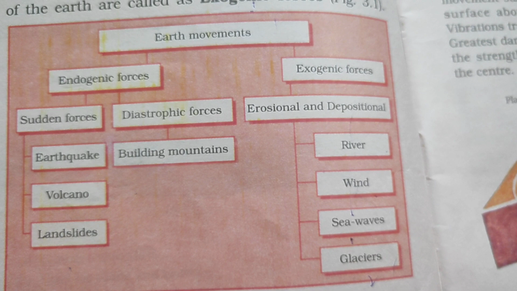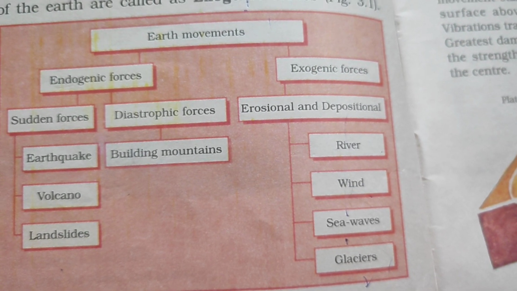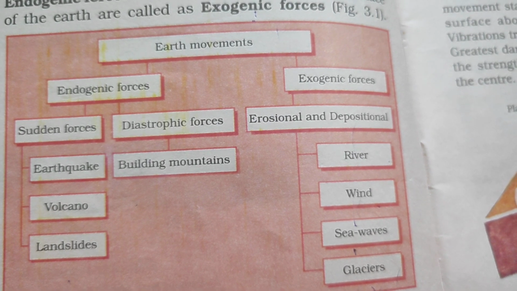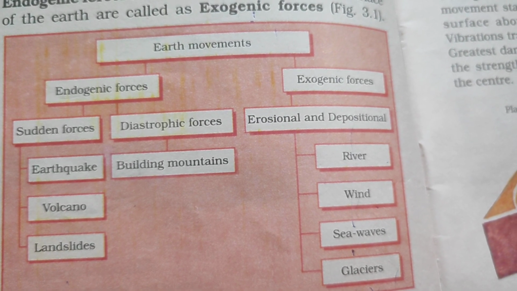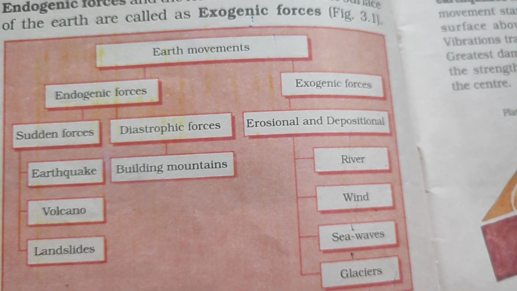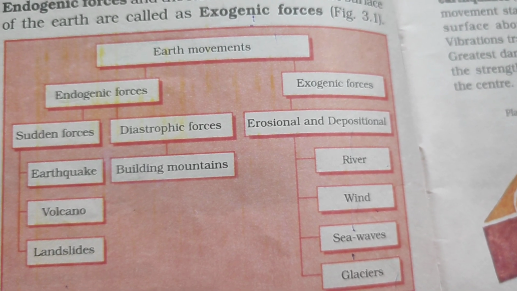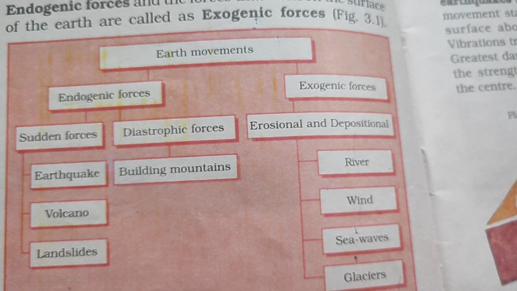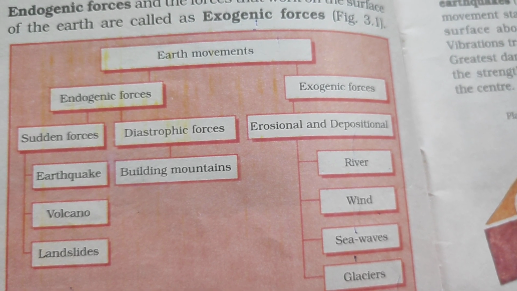The endogenic forces were of two types: sudden forces like earthquake, volcano and landslide, and the second one is diastrophic forces. They are very slow forces, which take place very slowly, and the example of it is mountain building.